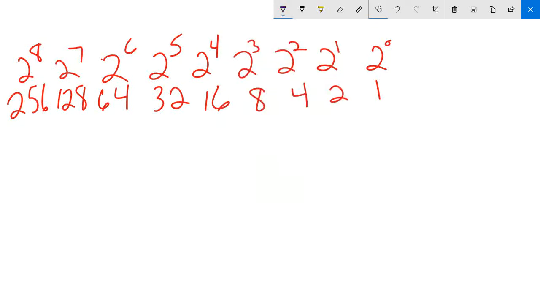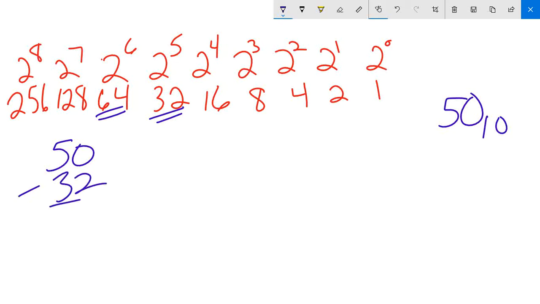The next problem in your book was problem 6, which was 50. So they had 50 in base 10, and they wanted this in base 2. So we're going to start with 50 again. And we're going to say, does 64 go into 50? No. Does 32 go into 50? Yep. So I'm going to subtract 32, and I get 18.